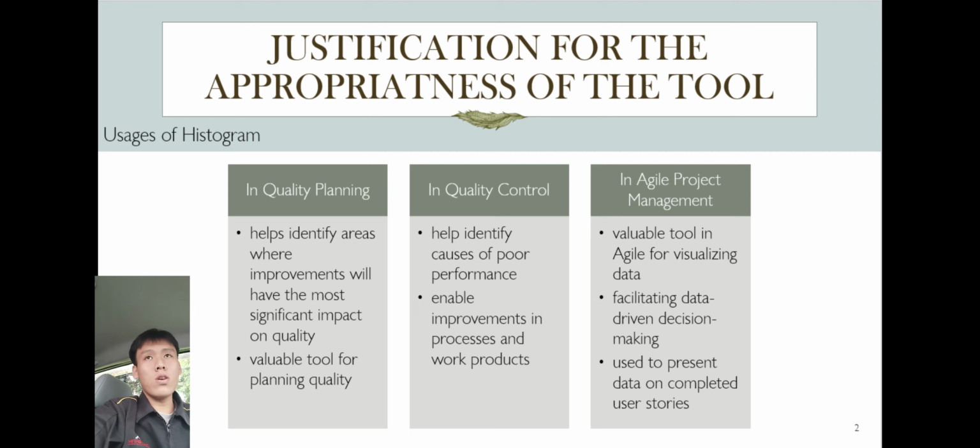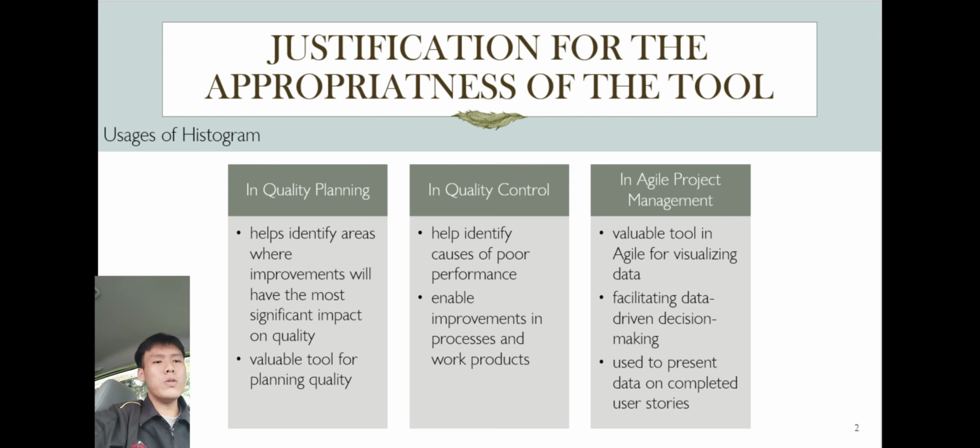The second is in quality control. Histograms are a powerful tool in quality control as they help identify causes of poor performance and enable improvement in processes and work products. By analyzing the data represented in the histogram, corrective action can be taken to address the identified issues and enhance overall quality. And the last is Align project management.